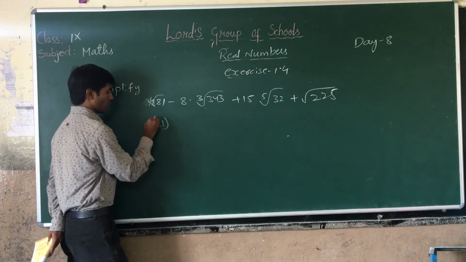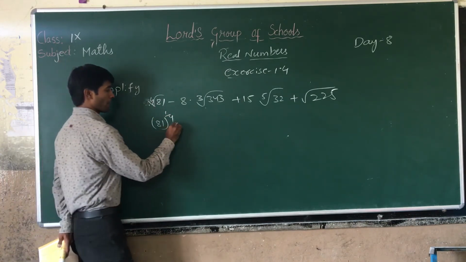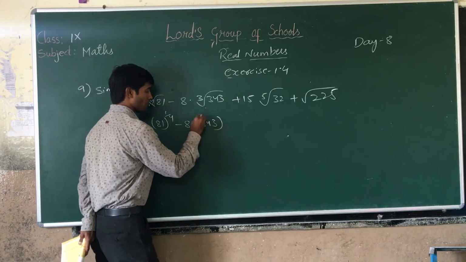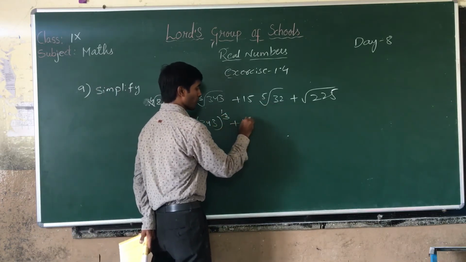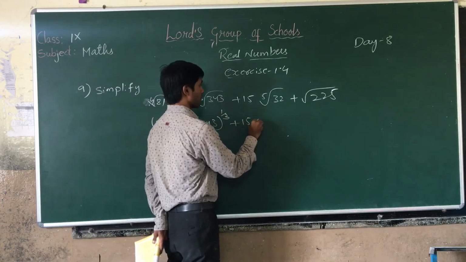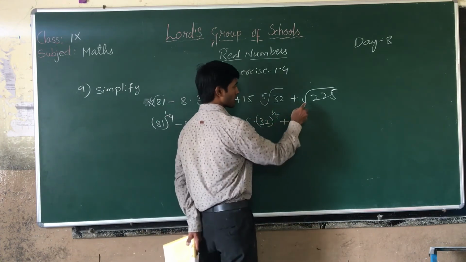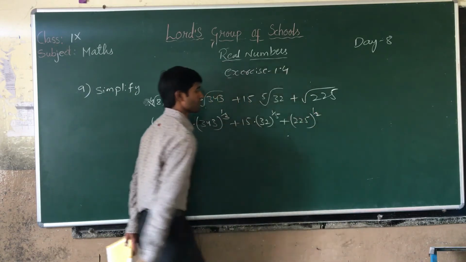81 power 1 by 4. When it is the 4th root, it will become 1 by 4. Minus 8 into, when you remove the cube root, it will become 343 power 1 by 3. Similarly, remove the 5th root: 15 into 32 power 1 by 5. Now, this is the square root, so 225 power 1 by 2. Like this we have done.